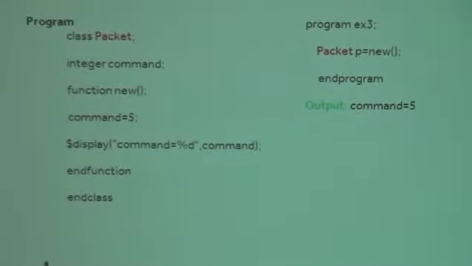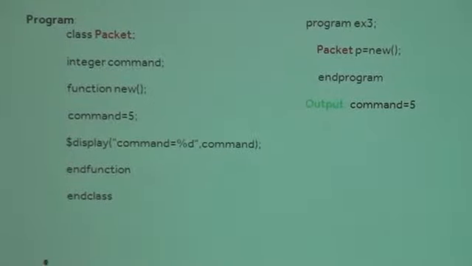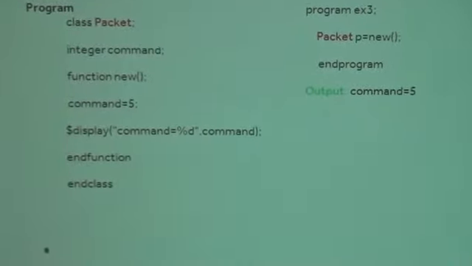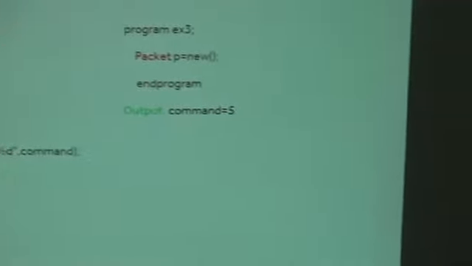As I have said before, the class consists of properties and methods. The integer command is called a property, and the function new to end function is called a method. So these are called functions and methods. Now I am going to create an object for this in the program block.